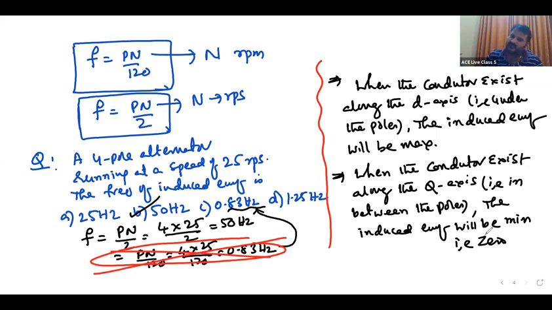Not only alternator, every machine it is the same. When the conductor is under the pole, definitely it will move perpendicular only, whether clockwise or counterclockwise. Flux is coming, no? It moves perpendicular only. But in between the poles, it moves parallel to the flux.